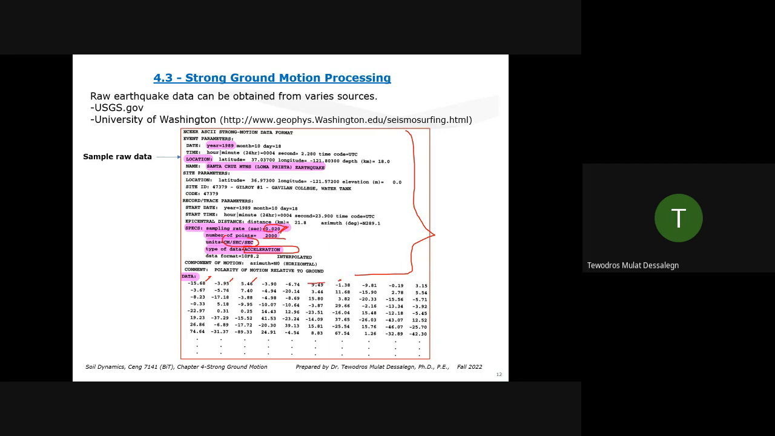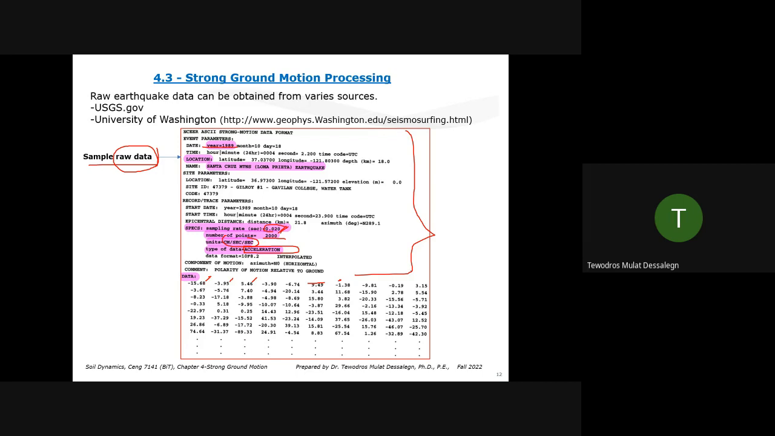So it tells you many more information: the locations, where it's recorded, what type of instrument recorded it, everything. This is from 1989. I took this as a sample just to show you what it looks like. This is called sample raw data. We didn't process it yet. We just recorded it.